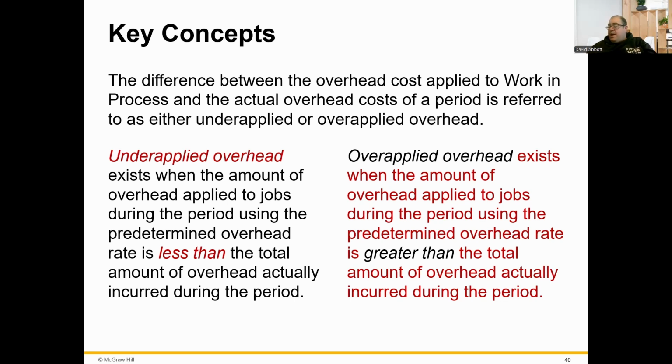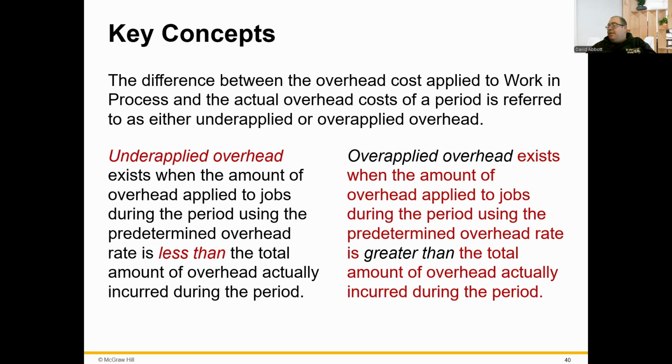An overapplied overhead exists when the amount of overhead applied to jobs during the period using the predetermined overhead rate is greater than the total amount of overhead actually incurred during the period. What could happen is we could overestimate how much we actually paid, and we actually ended up using less. So it is important to understand that manufacturing overhead must be estimated at the beginning of the production period. Therefore, there most likely will be a difference between the actual and the applied overhead.